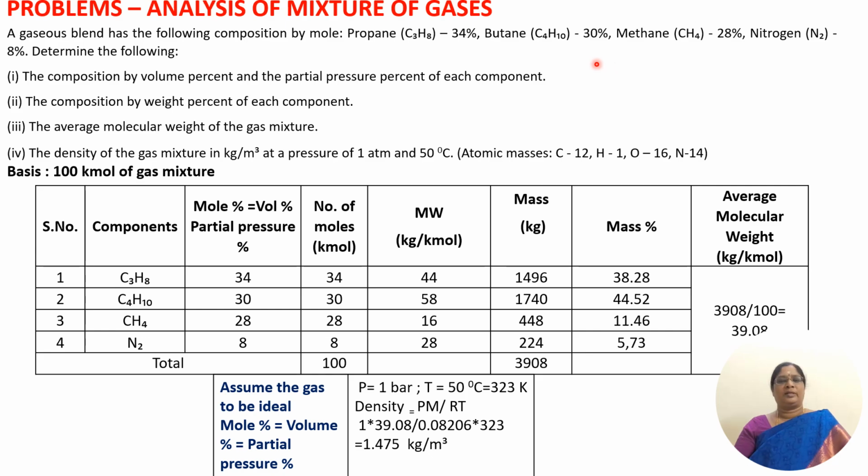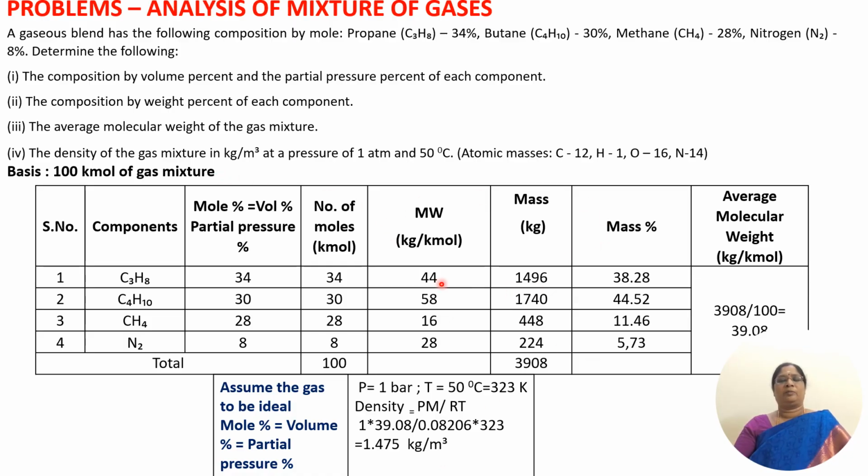The next one is the mole percentage can be directly taken as number of moles, that is 34, 30, 28 and 8. Let us make the total of number of moles, that is 100. So the basis of our problem is 100 kilomole of gas mixture. With this basis only we are going to calculate mass percentage, average molecular weight and density.